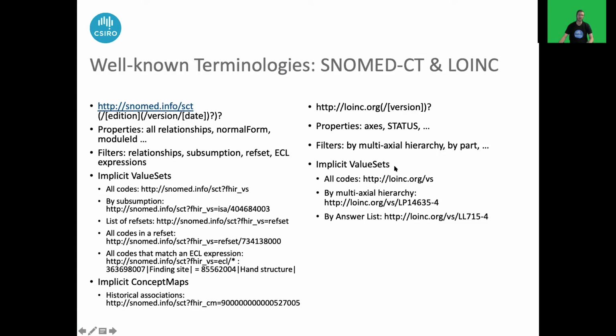LOINC comes with a few implicit value sets. So once again, the all codes implicit value set is defined, ending in /vs. We can use implicit value sets for the multi-axial hierarchy by putting the code of a specific LOINC part at the end, and that will represent a value set containing all of the codes that descend from that LOINC part. And then finally for LOINC answer lists. So if we use a value set URL of this form here, then it will give us the value set of all of the answers for this particular answer list. So all of the answer codes for that answer list.